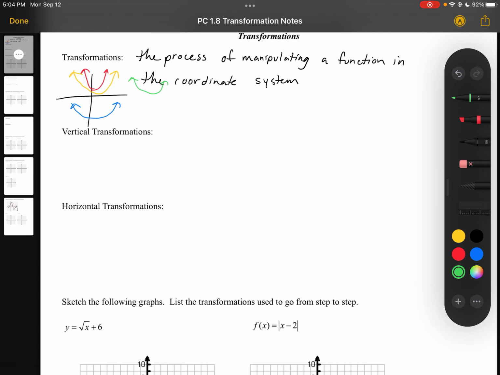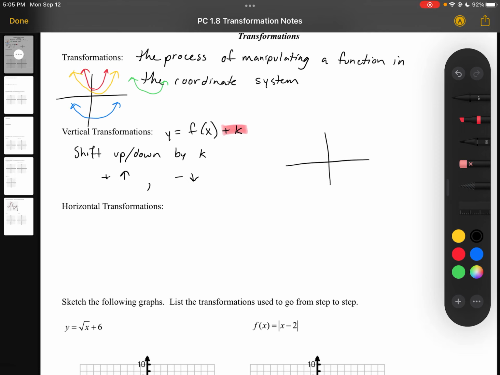So the first thing that we're going to talk about is a vertical transformation. So our technical definition for vertical transformation is y equals f of x plus k. So f of x is just our original function, and what we're going to do is we're just going to add something to the original function. So this plus k is what makes it a vertical transformation. So what this is going to do is it's going to shift up or down by k. So if k is positive, we're going to go up. And if we see that k is negative, it'll be the opposite. We're going to go down.